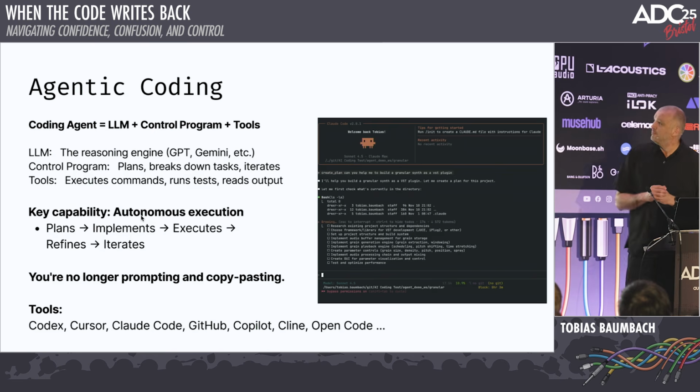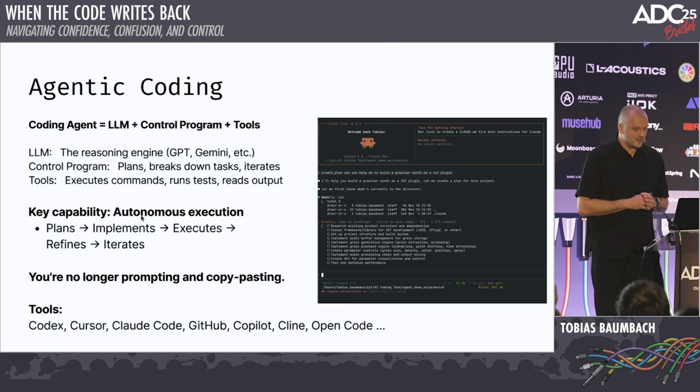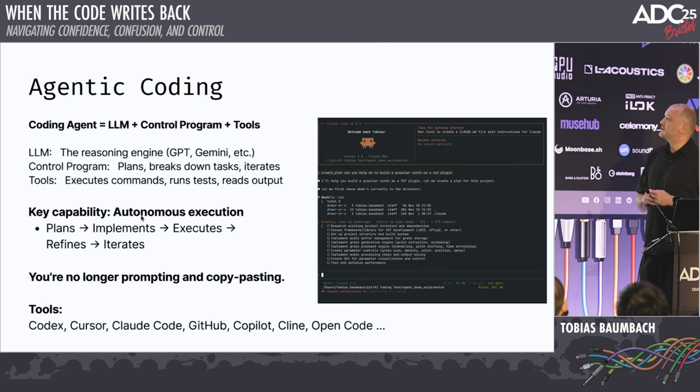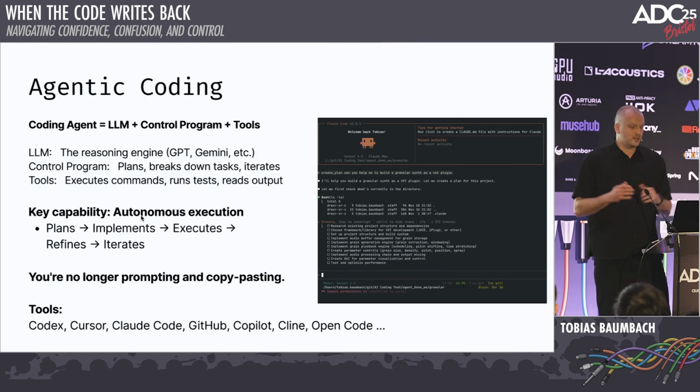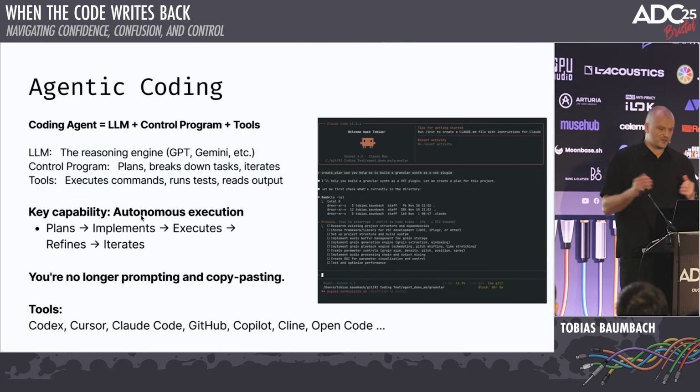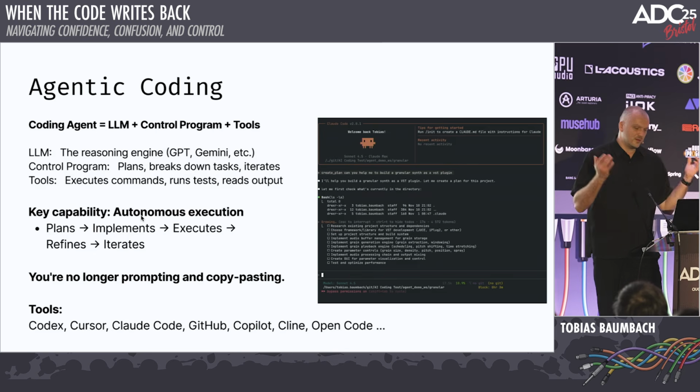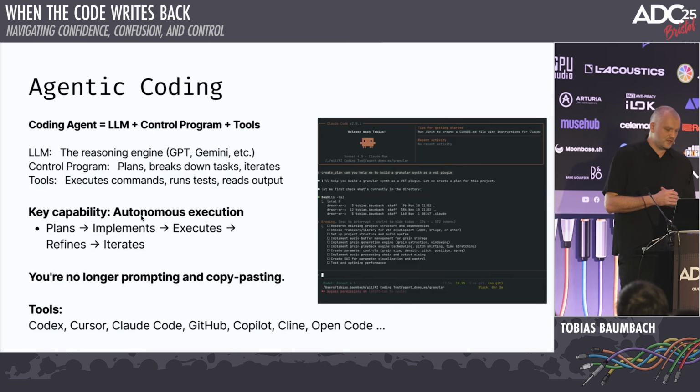So maybe just a word, so agentic coding, what is it actually? For me, it's really these three things, right? You have the LLM, you have the tools, and you have the control program. The LLM is really, let's say, the reasoning engine. So the model, and you can use GPT, Gemini, or Sonnet, whatever you want.